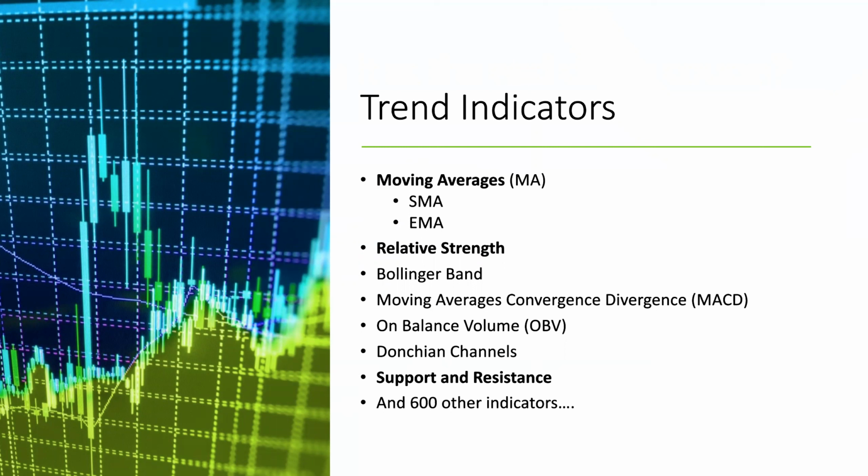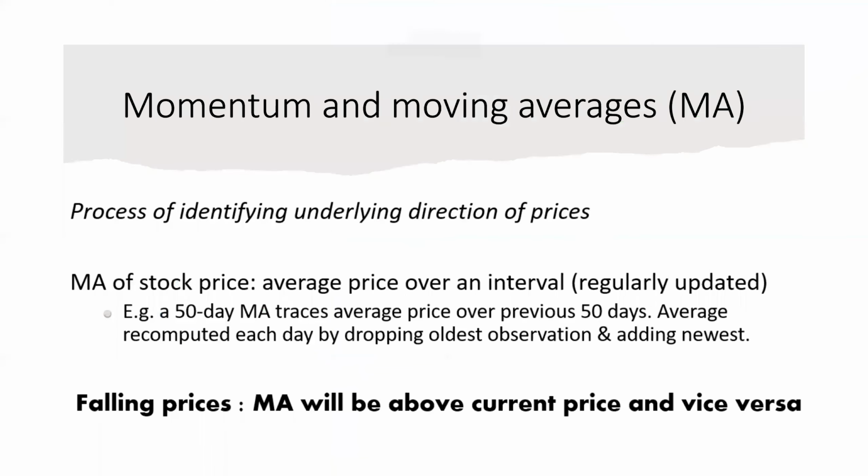So there are simple moving averages, there are exponential moving averages, then there is relative strength, Bollinger Band, MACD, balance, Donchian channels, support and resistance, and there are so many other indicators. I mean, 600 are the most common ones that people use, but I would easily think there could be 20,000, 30,000 different technical indicators that people use, right?